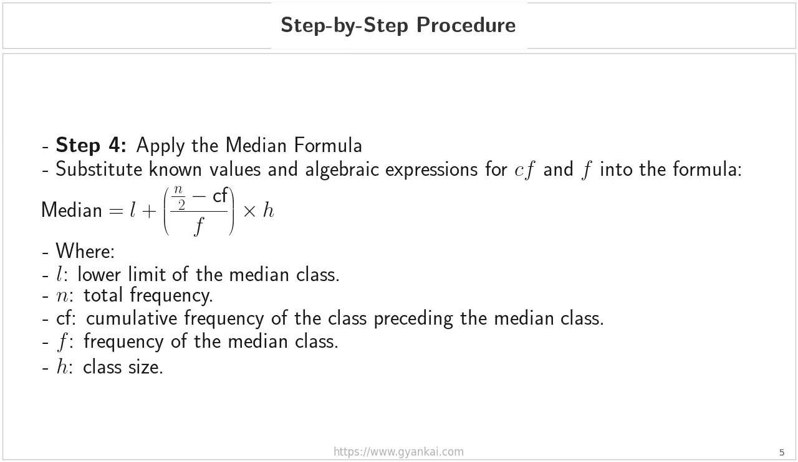First, L stands for the lower limit of the median class we just identified. Next, n is the total frequency, or the total number of observations in the data set. Then, we have CF, which is the cumulative frequency of the class immediately preceding the median class. Be very careful here. Do not use the cumulative frequency of the median class itself. The variable f represents the frequency of the median class itself. And finally, h represents the class size, which is the width of the interval. Once you have these values ready, we will be able to plug them into the equation and solve for our missing variables, as you will see in the next few slides.